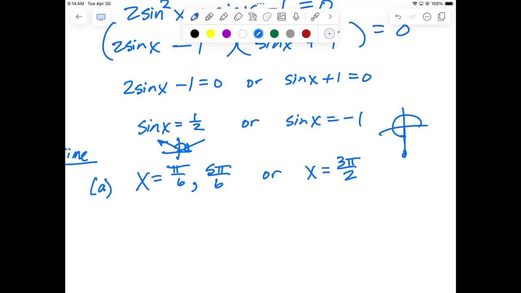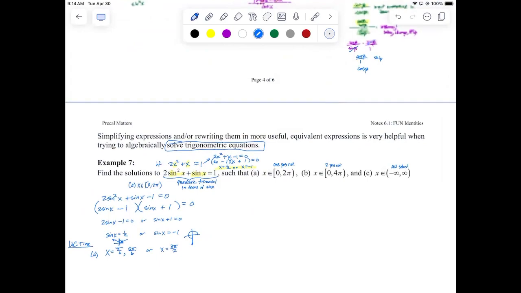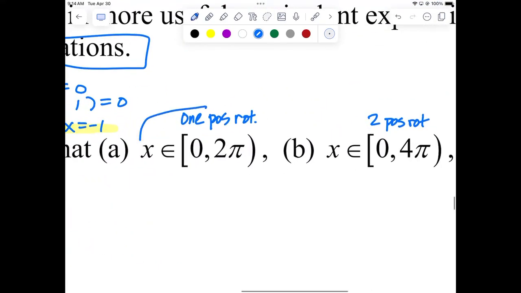There's 3 of them. You want negative? Not yet, no. It says right here between 0 and 2pi. That's within one positive rotation. Now, if it had said between -2pi and 2pi, then that would be one negative rotation as well.